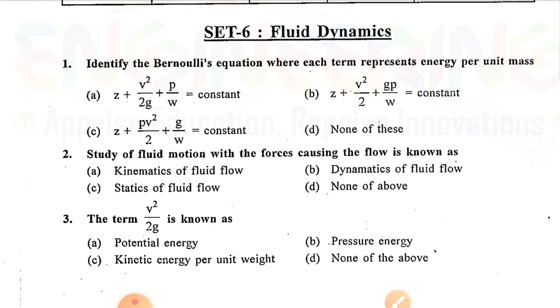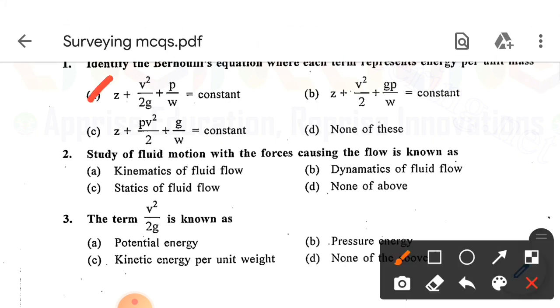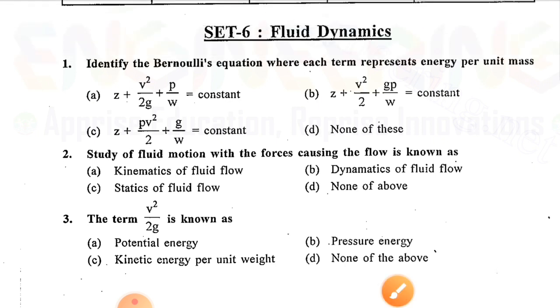Question number 1, identify the Bernoulli's equation where each term represents energy per unit mass. Option A is correct, Z plus V square by 2G plus P by W is equal to constant. Question number 2, study of fluid motion with the forces causing the flow is known as. Option B is correct, dynamics of fluid flow.